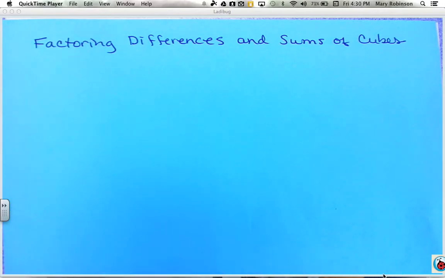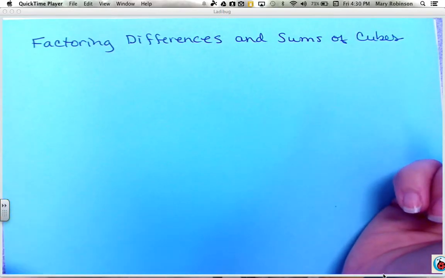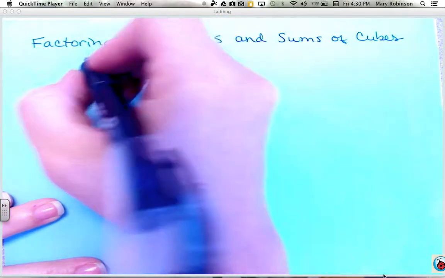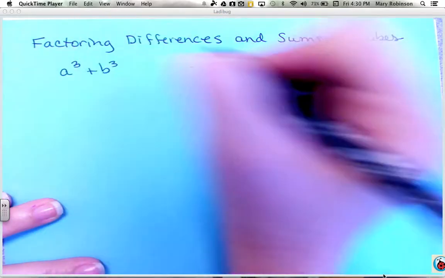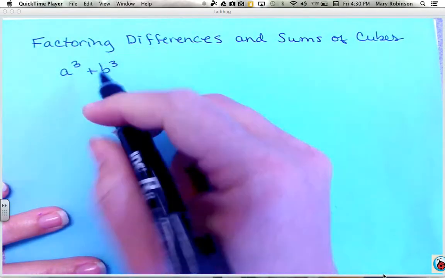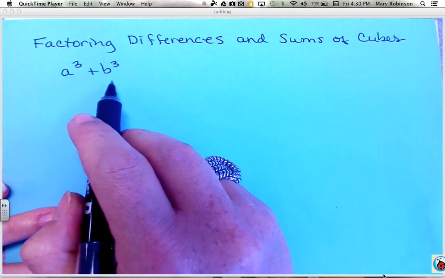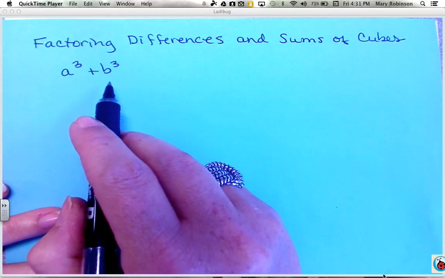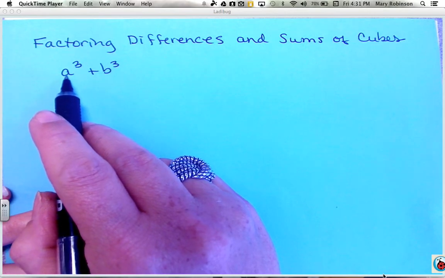Hello students. Today we're going to be covering factoring differences and sums of cubes. A sum of cubes is exactly what that says. It's a sum, meaning we would be adding terms that are perfect cubes, meaning we can take the cube root of these terms, or that we can multiply 3 of the same number and get that number.